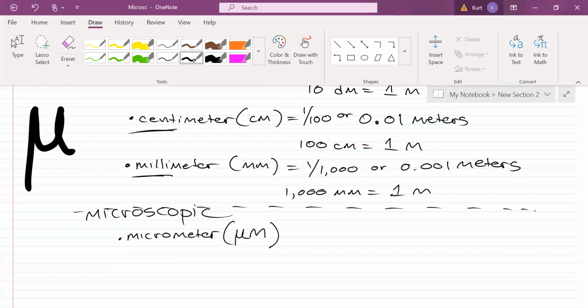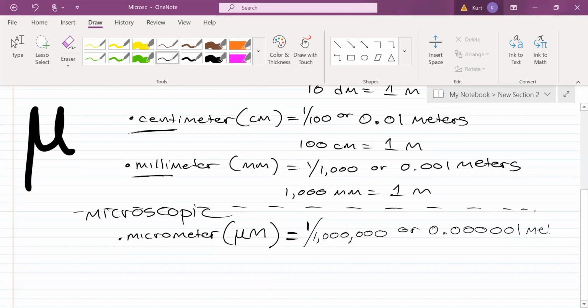Anyway, so from micrometer, this is going to be 1/1,000,000th, or 0.000001 meters. 1,000,000 micrometers is equal to 1 meter.